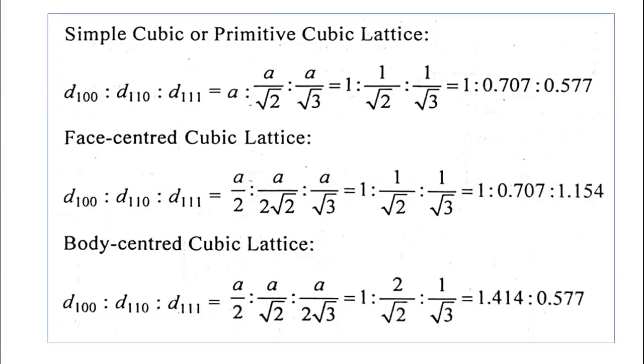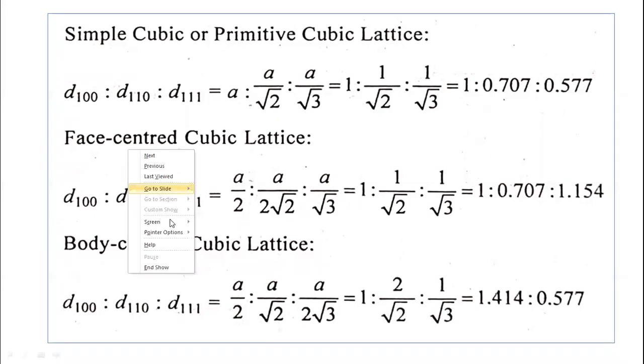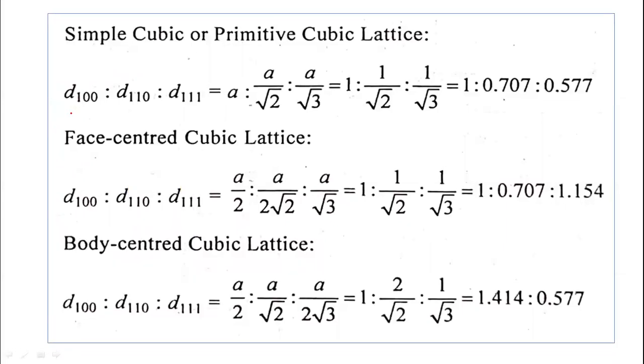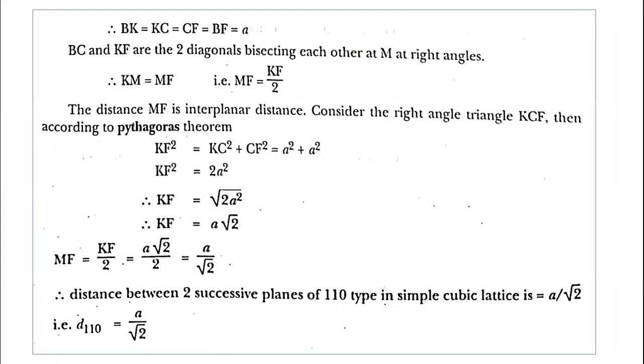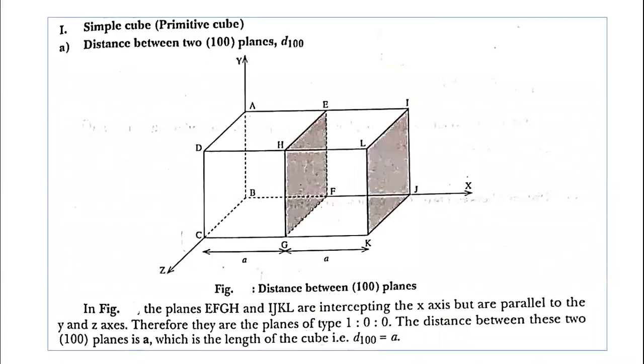So let us calculate how these values are obtained here. How this ratio is obtained. I would like to show you by performing some geometric operations. We can calculate this ratio. So let us go into this to calculate the ratio. Now for the simple cube, primitive cube, we have taken the example of the simple cube. We know that in a simple cube, only corner atoms are present. Okay, only at the corners are the atoms there.